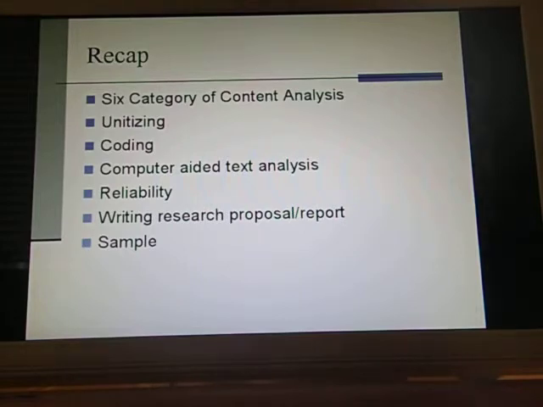So for our recap, today we recapped the 6 categories of content analysis: unitizing, coding, CATA software, reliability, and writing research proposals and reports. We then looked at that sample article, and I showed how you can use all this information to analyze a content analysis article for how well it was done. The most important thing that I'd like you to remember from this is that this is all knowledge that you can use in order to research and write your own content analysis.